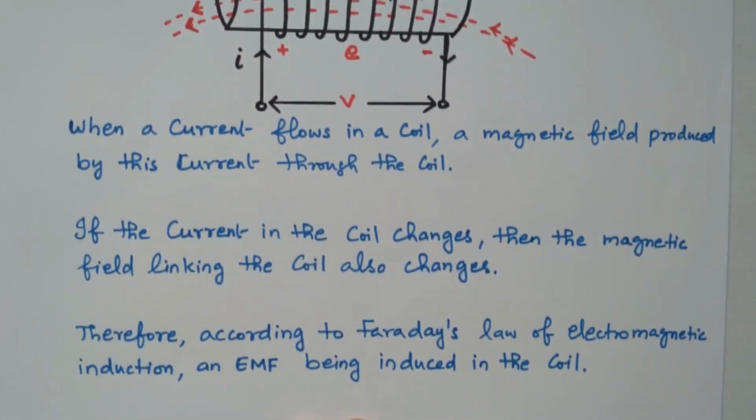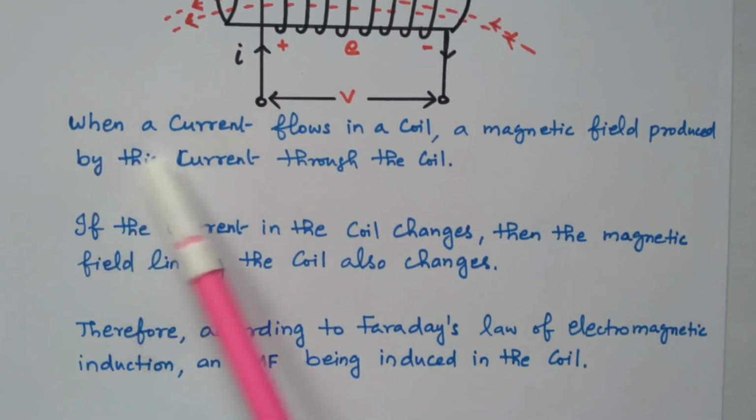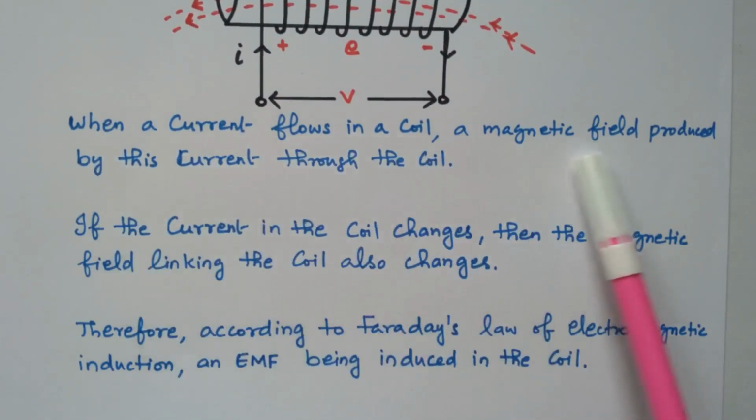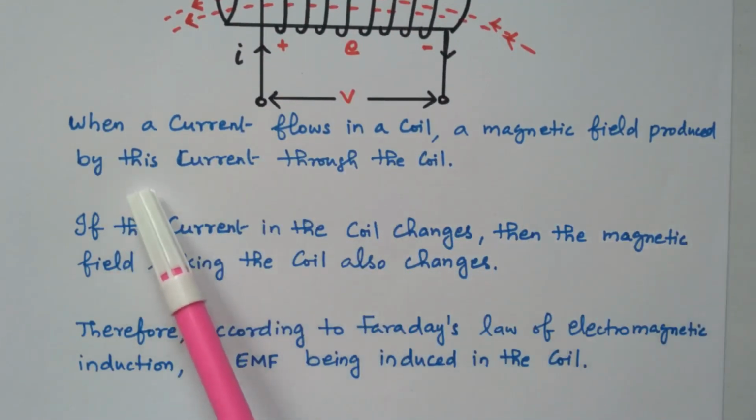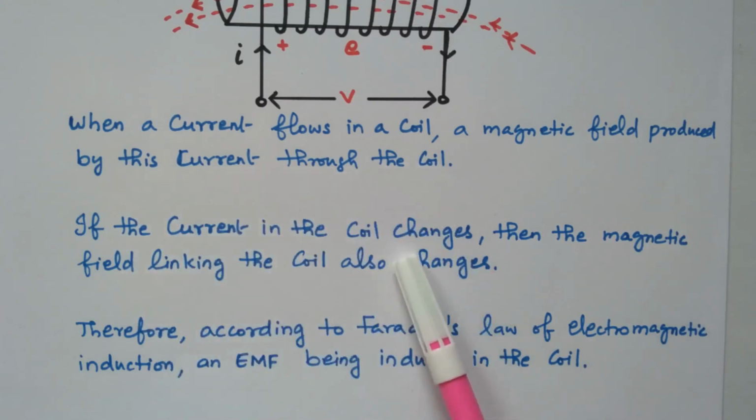We will see another description. When a current flows in a coil, a magnetic field is produced. If the current in the coil changes, the magnetic flux linkage also changes. Due to Faraday's law of electromagnetic induction, the change in flux will induce an EMF in the coil. Now we will go for the derivation.